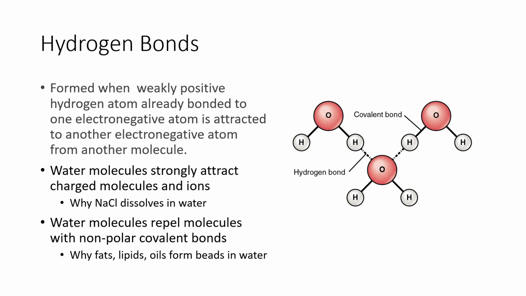And then our third type of bonds are hydrogen bonds. So hydrogen bonds are formed when a weakly positive hydrogen atom here that's already bonded to one electronegative atom, like the oxygen here, is attracted to another electronegative atom from another molecule, like this oxygen in water. So you can see this is how water molecules will bond together, is hydrogen bonds between a hydrogen ion on one molecule of water and an oxygen ion on an oxygen molecule, and the other ones will form this hydrogen bond.